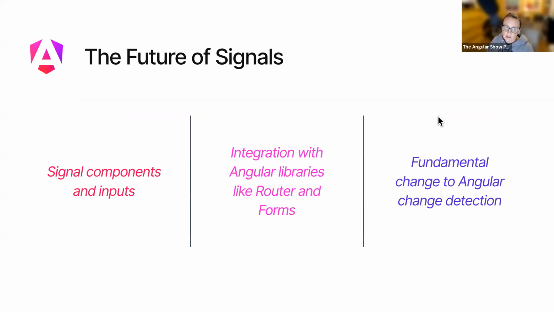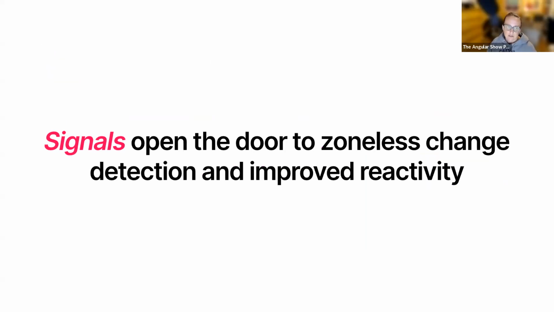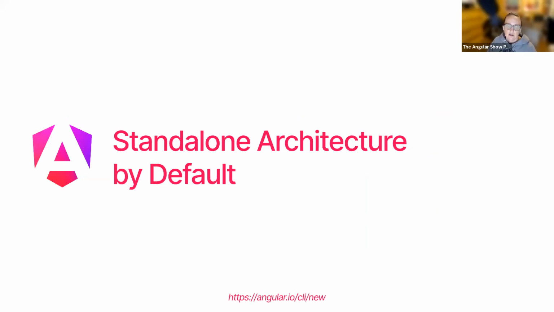So for the future of signals, though, what we're expecting to see are signal components and inputs, and a deeper integration with Angular libraries like the router and forms. And overall, the goal here is to reach a fundamental change in Angular change detection, to move us away from the zone-based change detection that we currently have in Angular and move us towards more of a fine-grained reactivity. Like I said, signals open the door to zoneless change detection and improved reactivity. So that's why we're really excited about that.